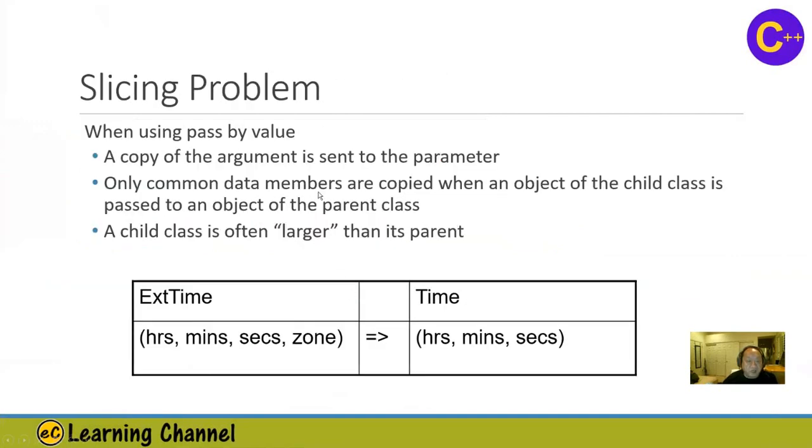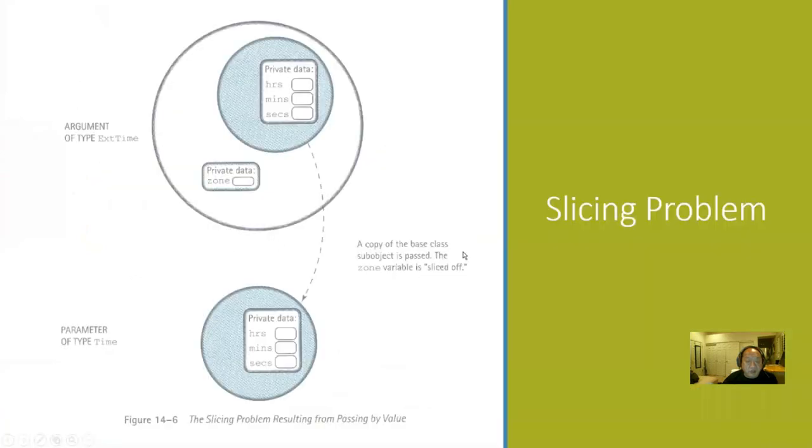Slicing is when you get the argument by part of the parameter. So this one is like having the default value for it. Okay. So a copy of the argument is sent to the parameter. Only common data fields are copied, and the object of the child class is passed through as an object of the parent class. So that's that.